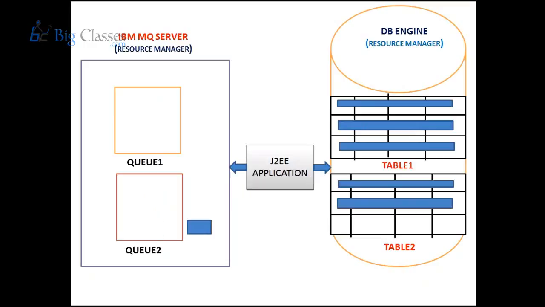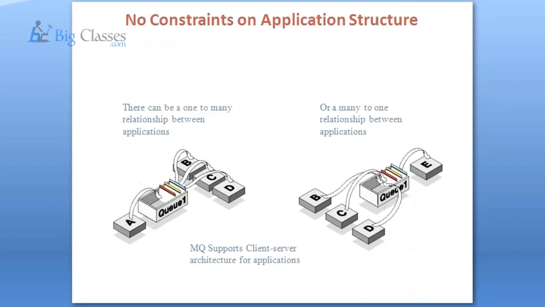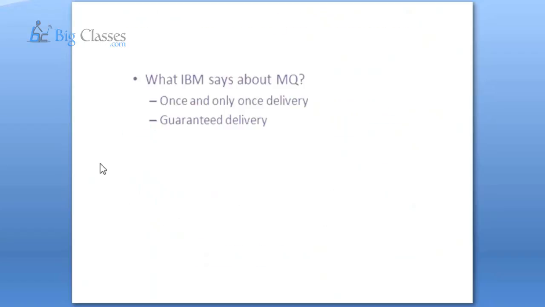Once you insert the data into the tables, n number of times you can export it until you delete. But whereas in an MQ server, once you retrieve the messages, they are no more there. Here it supports once and only once delivery and guaranteed delivery. Look at here what IBM says about MQ once and only once delivery and guaranteed delivery.